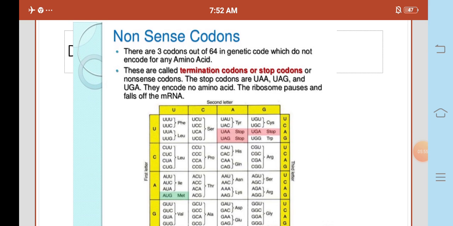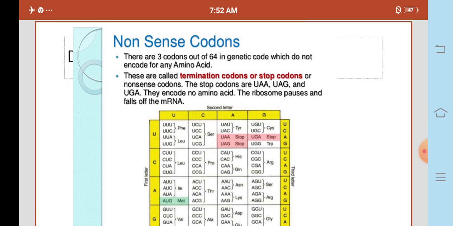This is the second letter, this is the first letter, this is the third letter.